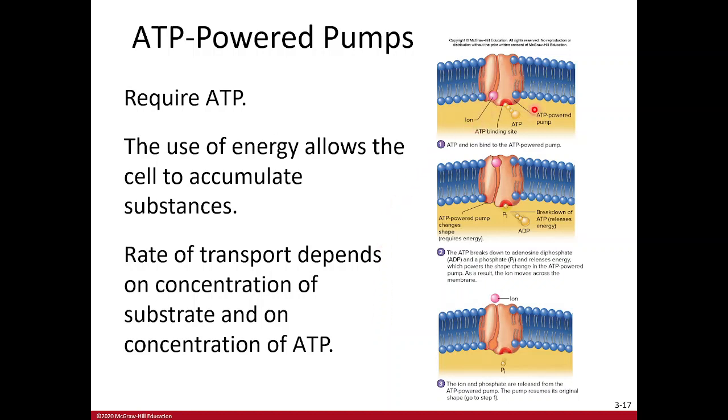So here we have an ATP power pump. In here we have this ion moving to the outside of the cell, and you have attached a molecule of ATP to this side of this pump. And as this ion is transported, this ATP will be converted into ADP and inorganic phosphate. And then you have extruded your ion.